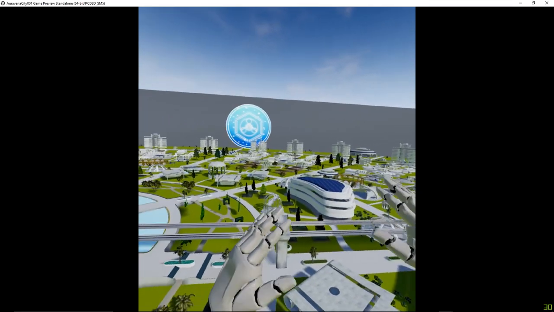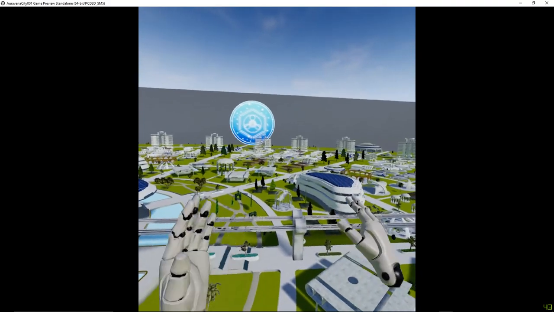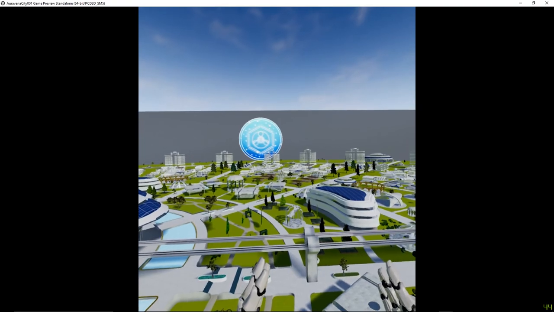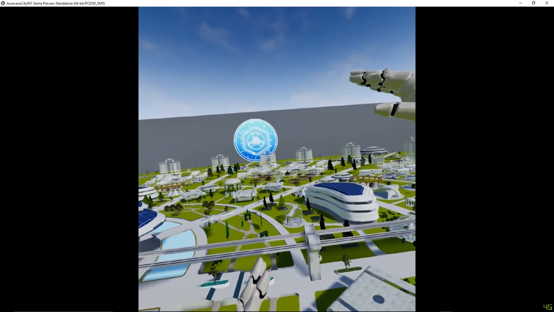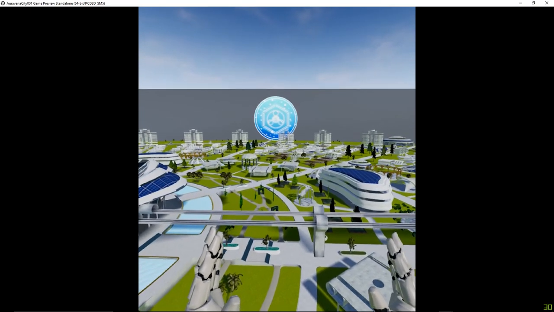You see trees sparsely placed around. If this was the city in real life, we would obviously have a lot more vegetation and a lot more trees around the city. But in order to keep the frame rate high, I've placed fewer trees around the city and a lot less vegetation.